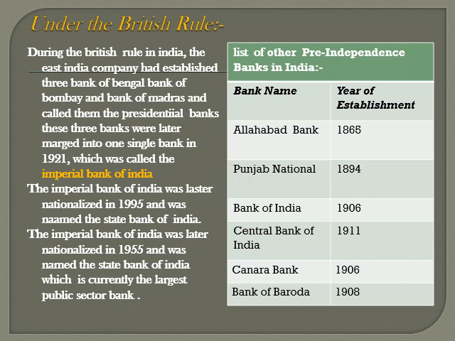It was 1955 and was named the State Bank of India. The Imperial Bank of India was later nationalized in 1955 and was named the State Bank of India, which is currently the largest public sector bank.